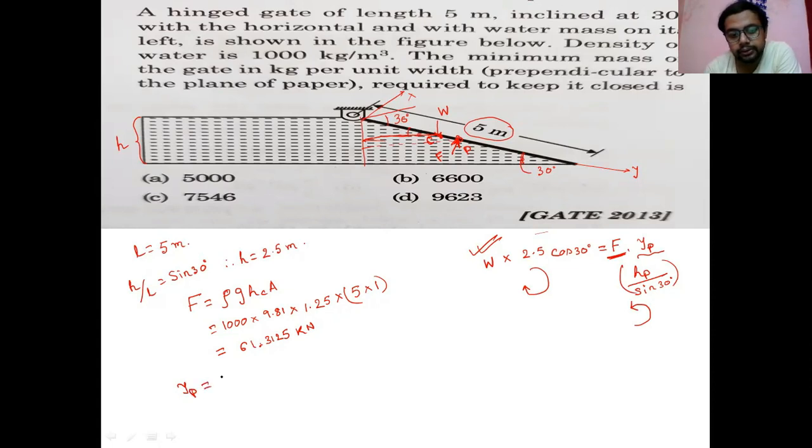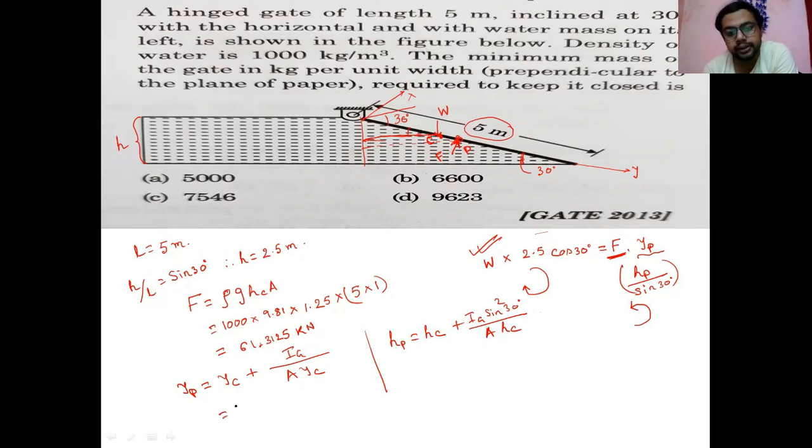then yp is equal to yc plus Ig by Ayc. If you are interested to find the hp, there are two ways you can get it: Ig sine square 30 degree divided by Ah. These are the two ways. You can take any one of them.